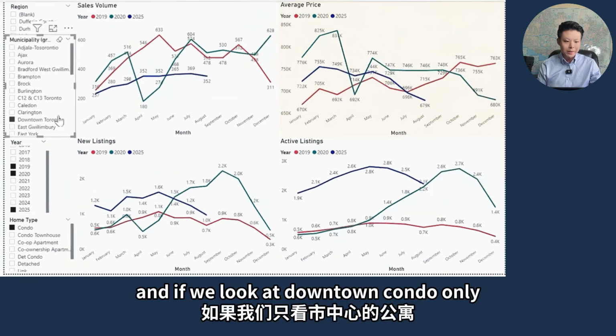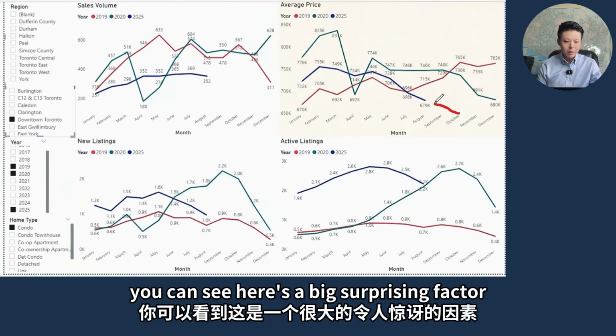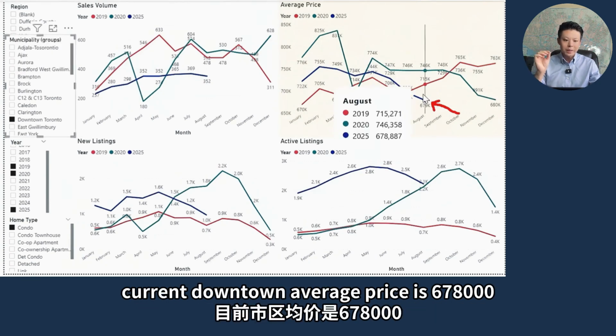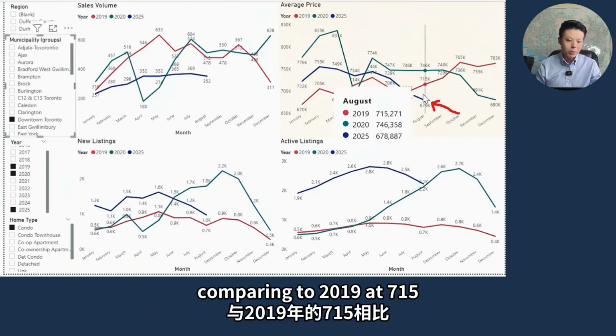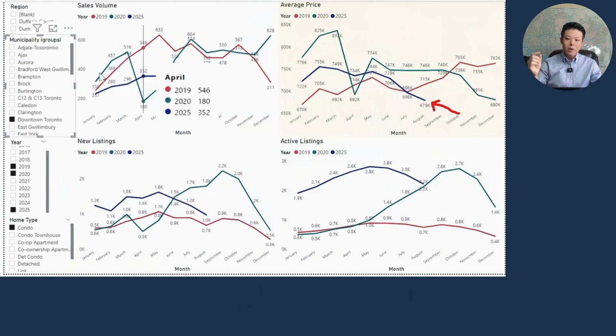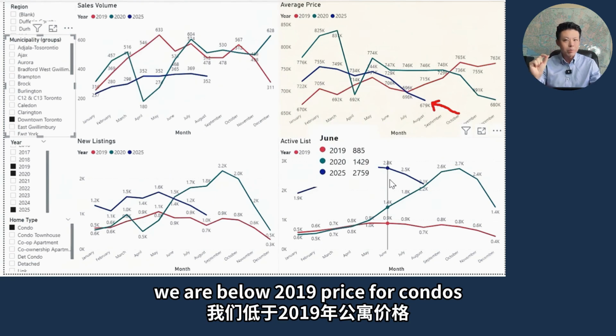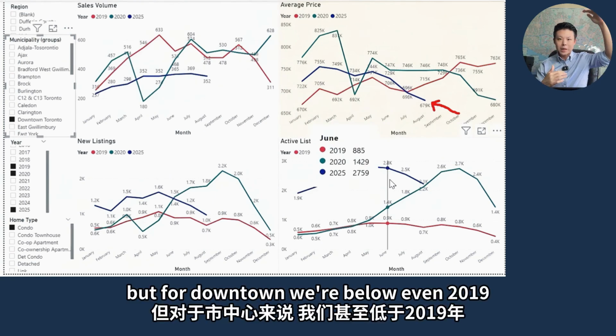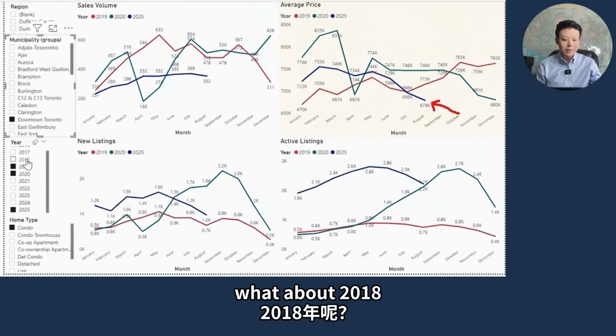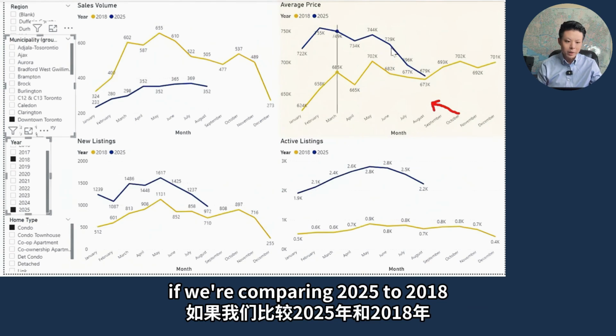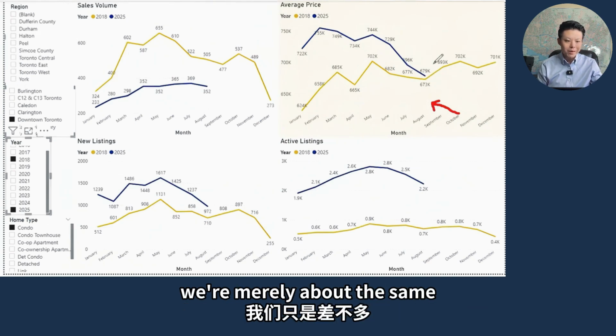And if we look at downtown condo only, you can see here's a big surprising factor. Current downtown average price is $678,000. Comparing to 2019 at $715,000 and 2020 at $746,000, we are below 2019 price for condos. Okay, overall we're still above, but for downtown we're below even 2019. What about 2018? If we're comparing 2025 to 2018, we're merely about the same.